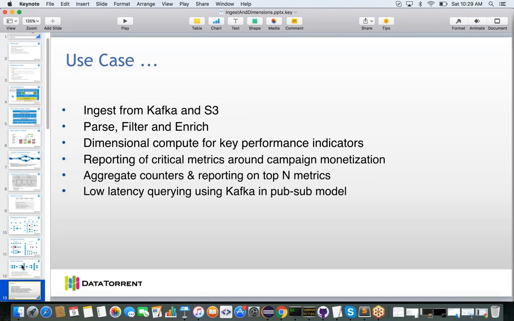what the user response was to seeing a certain ad, if people were clicking on those ads, and so forth. The aggregate functions that we saw with them were typically additive aggregate functions, and then they were doing some top N and some sorting on critical performance indicators. In addition to this, they were using a low latency publisher subscriber model using a Kafka based pub sub. So they were actually interacting with their UI using Kafka as an intermediate message bus for low latency querying.